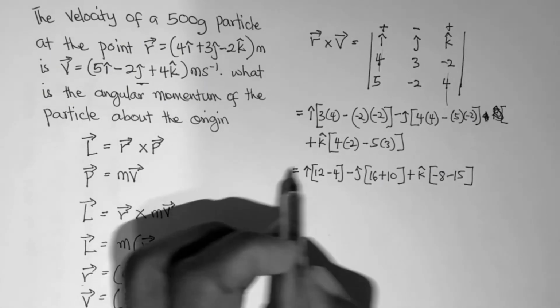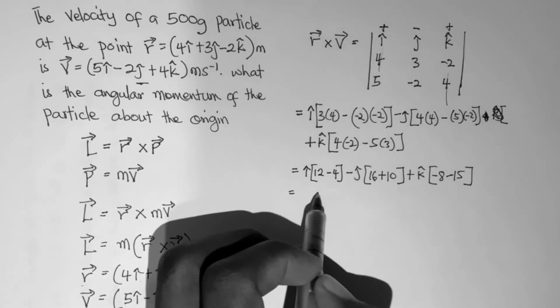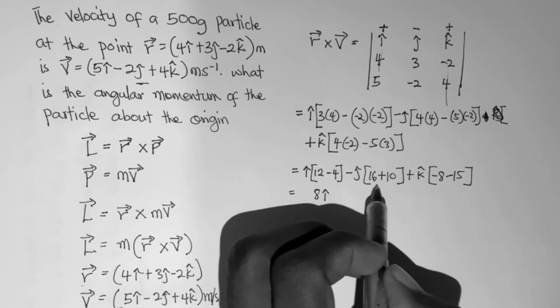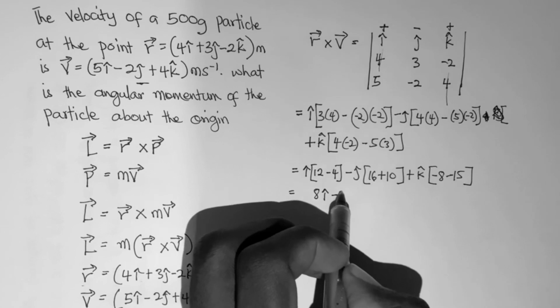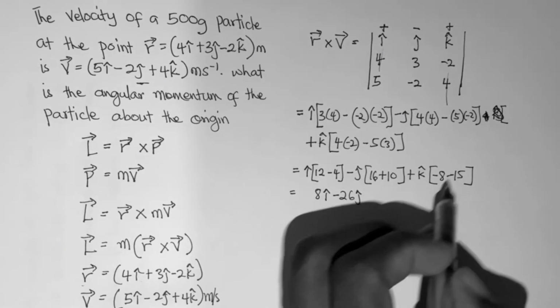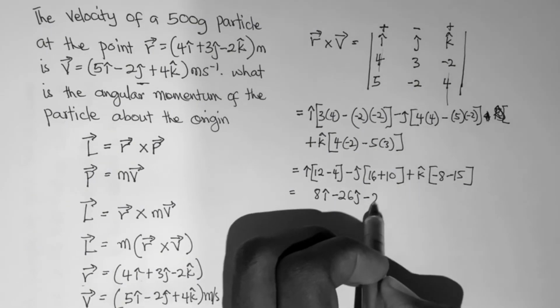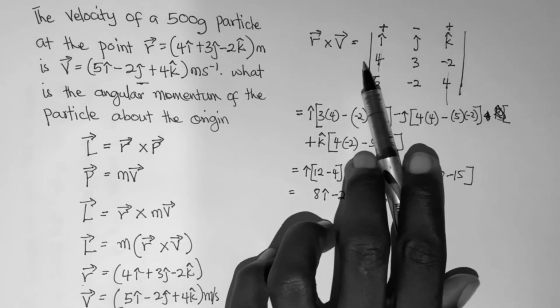So this is equal to, now 12 minus 4 is equal to 8, so we have 8i. Then 16 plus 10 is 26, so we have minus 26j. Then minus 8 minus 15 is minus 23, so we have minus 23k. So this is r cross v.